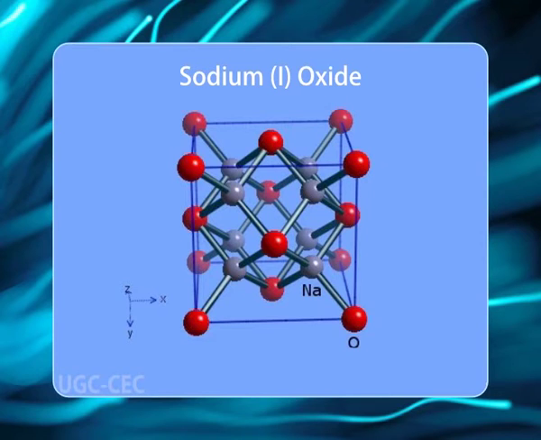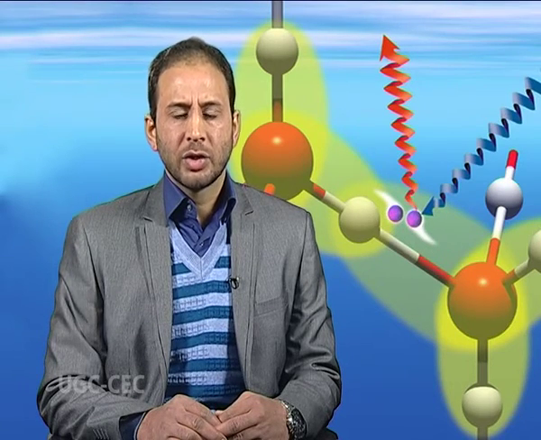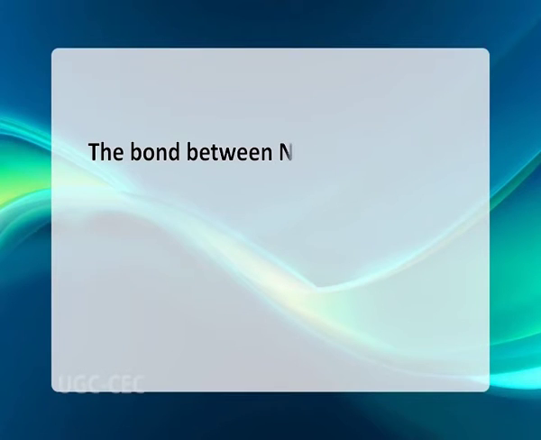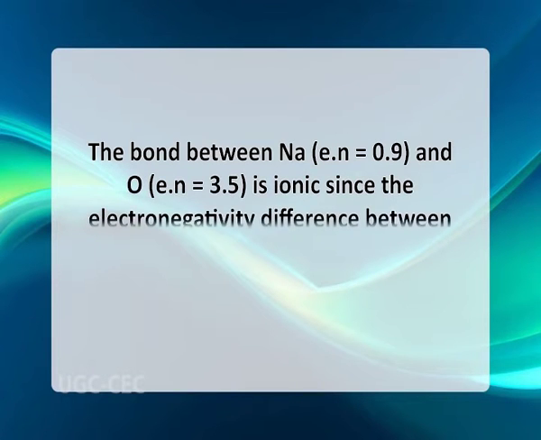They combine to form sodium oxide as given in the equation: 2Na+ plus O2- gives Na2O, which is an ionic compound called sodium oxide. The electrovalency of sodium is 1 and that of oxygen is 2. The bond between sodium with an electronegativity of 0.9 and oxygen with an electronegativity of 3.5 is ionic since the electronegativity difference between them is 2.6.